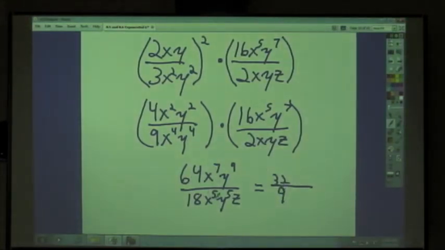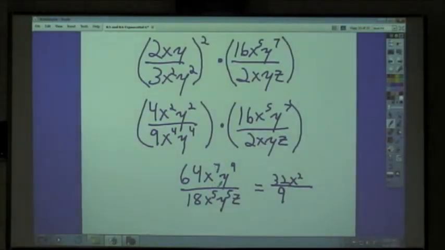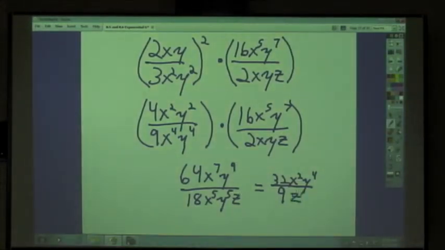Then you can divide like bases with your exponents here. 7 minus 5, because when you divide like bases you subtract, so that's x squared. The reason it's on the top is because the 7 is the bigger one on the top. Y to the 9th over y to the 5th, 9 minus 5 is y to the 4th, because the bigger one's on top, it stays on top. And then the z on the bottom does not have a like base on the top, so you just leave 9z on the bottom there.